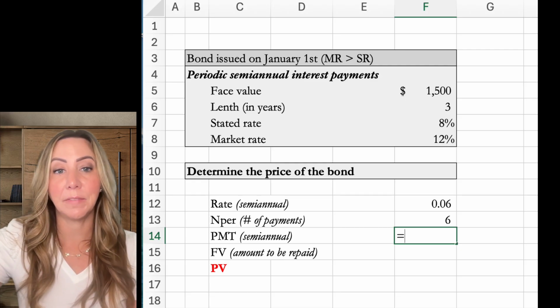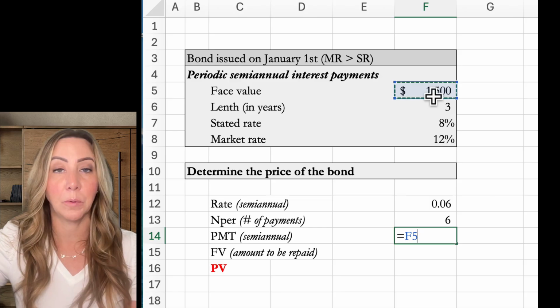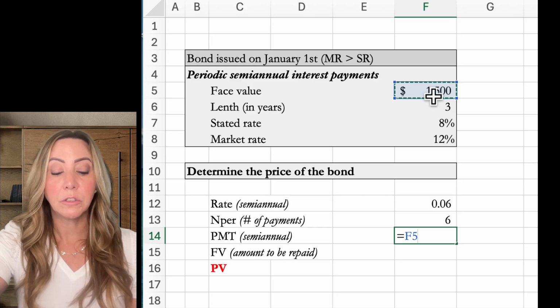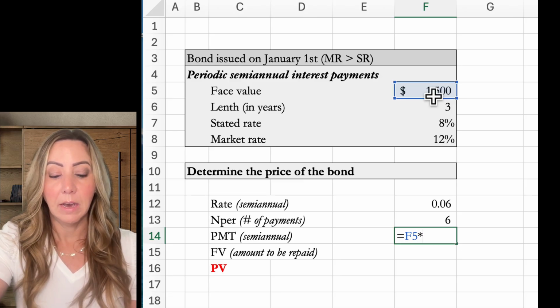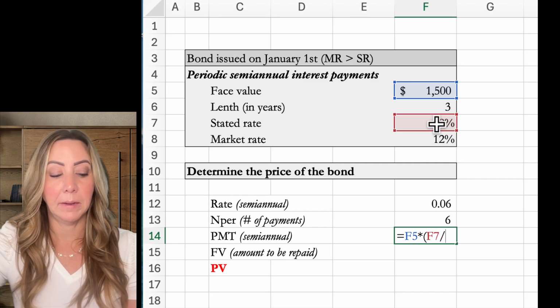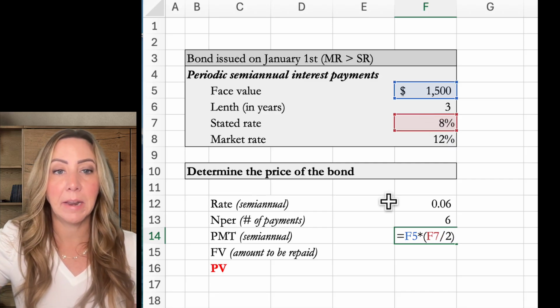Now I need to calculate the payment. What I'm going to do is take the face value of the bond and multiply it by the stated rate. The contract says I'm promising to make 8% payments for 3 years. So I need to use the 8%, the stated rate, when I calculate this payment. It never changes. I do need to have this rate. So I'm going to take 8% and divide it by 2. I'm also going to make this payment negative in my calculations.